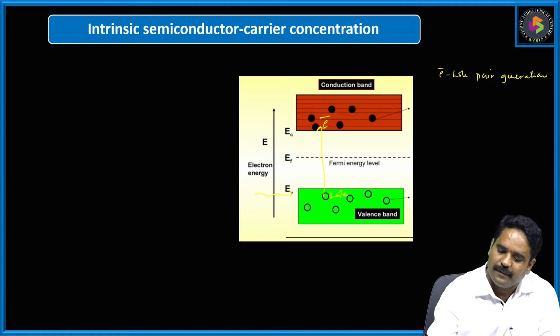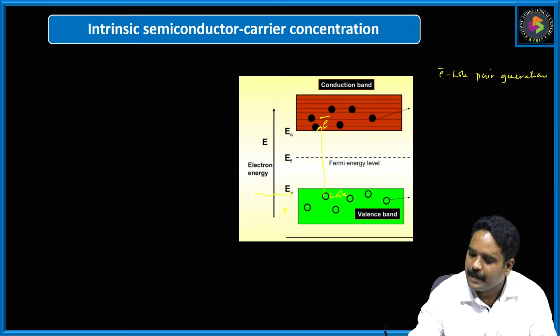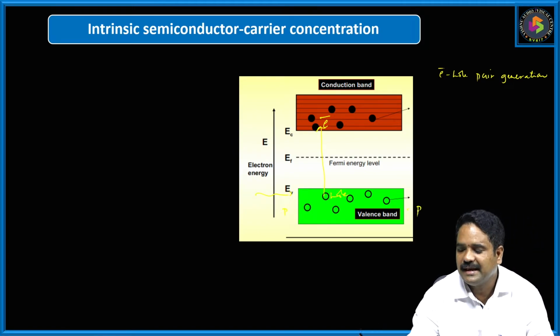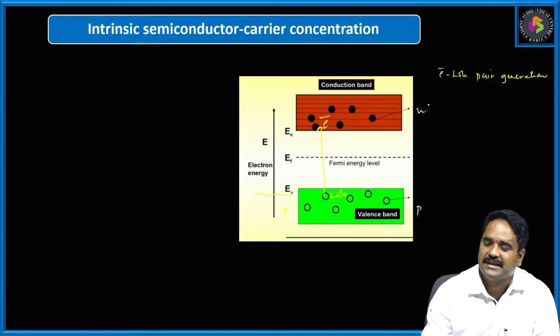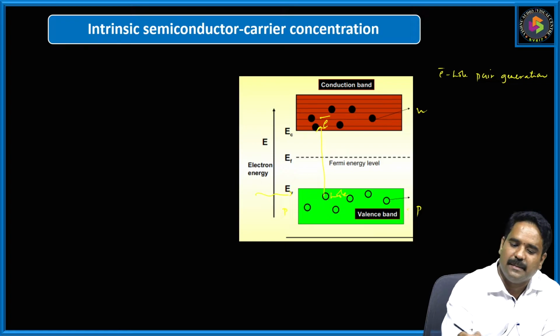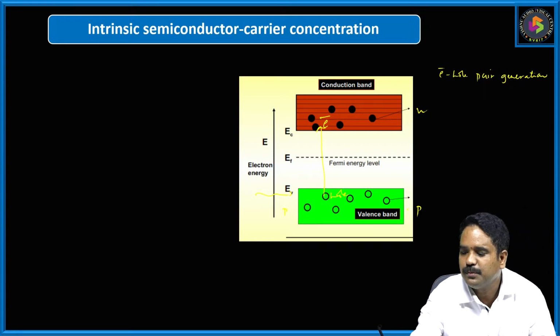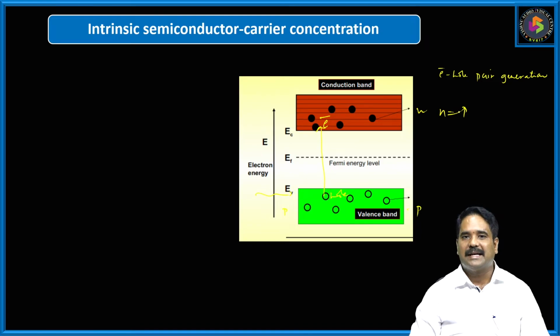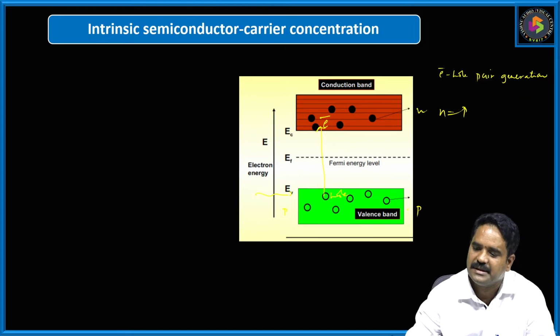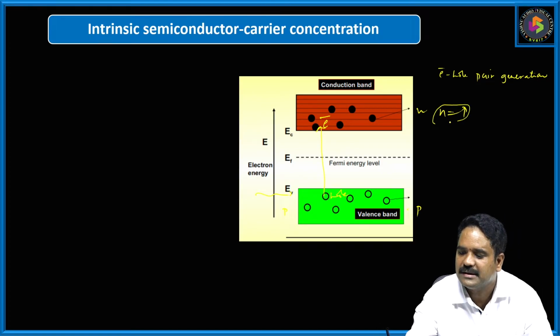Means if p is the density of holes in the valence band and n is the density of electrons in the conduction band, in intrinsic semiconductor, n is equal to p, where n is the density of electrons in the conduction band and p is the density of holes in the valence band. In intrinsic semiconductor, at any temperature, the density of electrons in the conduction band is equal to the density of holes in the valence band.